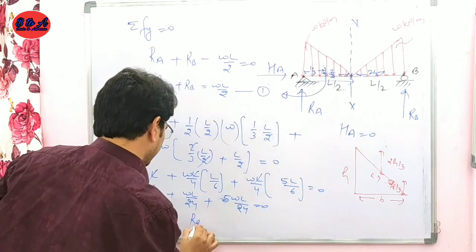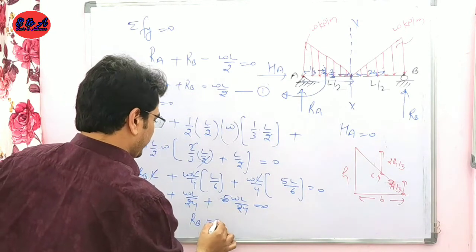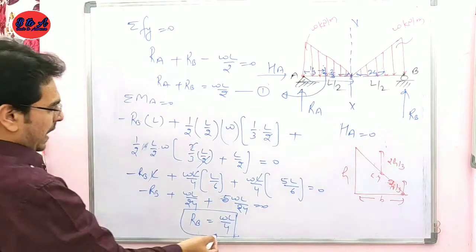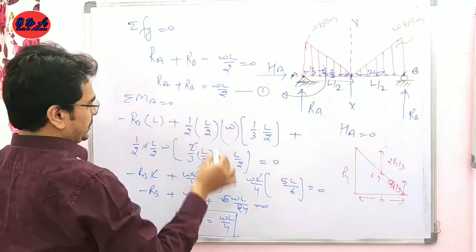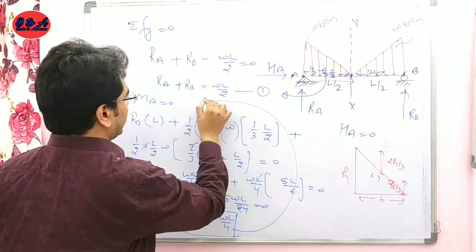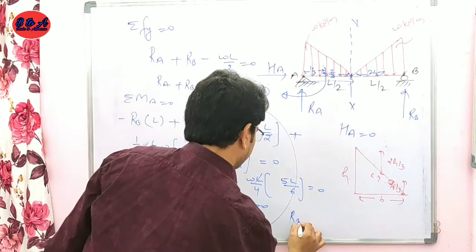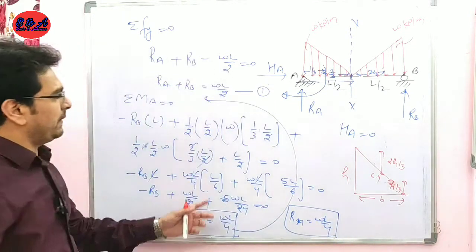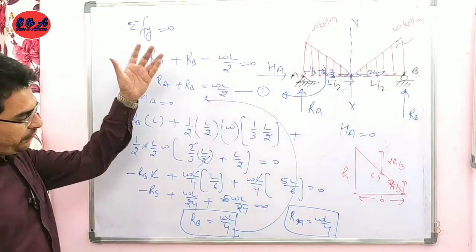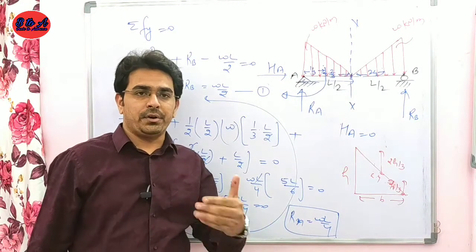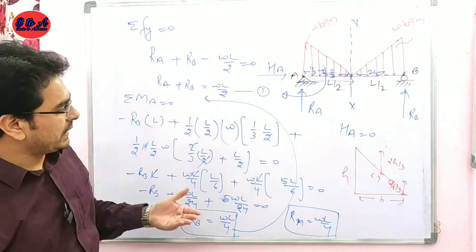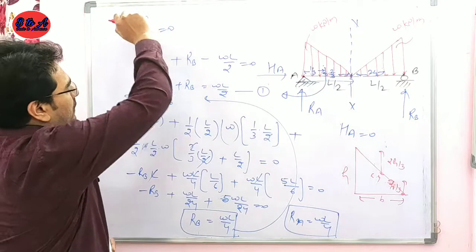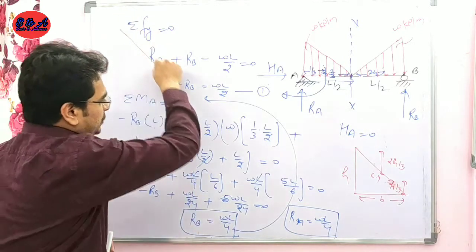It means RB is equal to 6 WL by 24. It means WL by 4. So this is the value of the RB. Now I am putting this value of RB in this equation. So I will get the value of RA as WL by 4. So these are the reactions after the calculation. So this much of calculation is needed if we don't know our conclusion. अगर हमारा conclusion आपको पता है, then there is no need for calculation. Then there will be no need for this much of calculation.